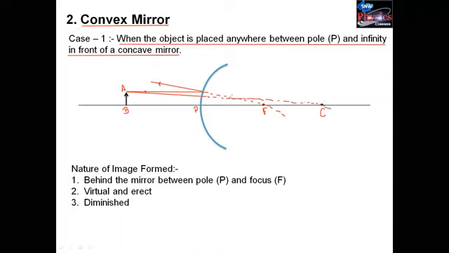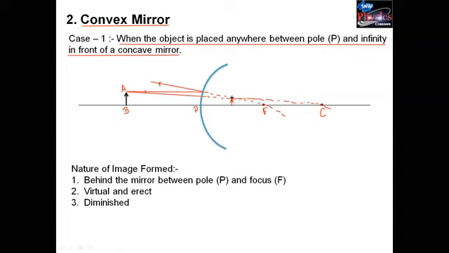Okay, so the rays meet here. यहाँ पे रे का जो होता है वो intersection हो रहा है. So the image formed will be here, between pole and focus. Between pole and focus, the image will be formed.